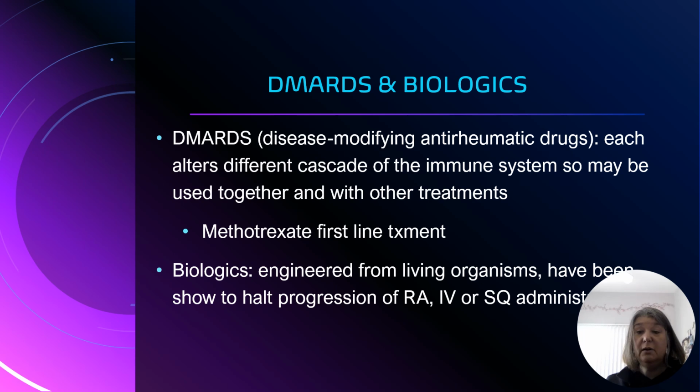What's interesting with the DMARDs is each of them alters the immune system in various ways. The immune system is a cascade, right? So the DMARDs affect the inflammatory response in different areas of the cascade related to inflammation. So you can use one DMARD, or if that single DMARD is not working, you can use a few DMARDs, right? Because they affect the inflammation cascade in different areas. So it's kind of nice that you can use them all together.